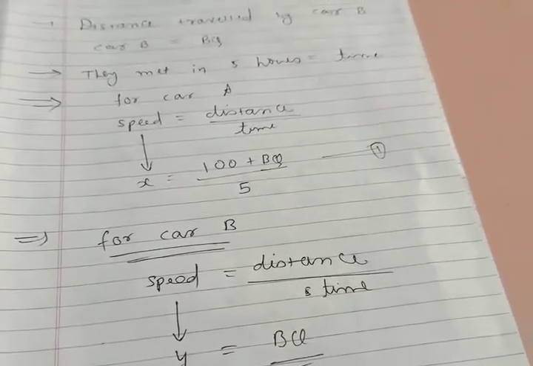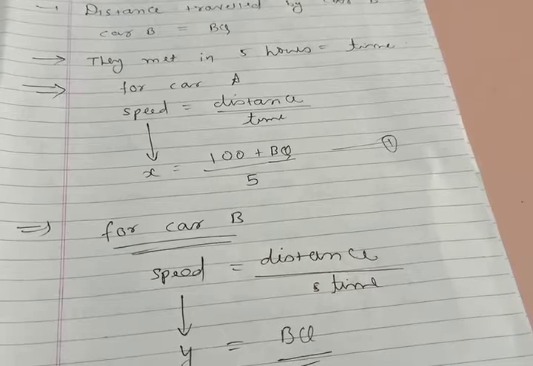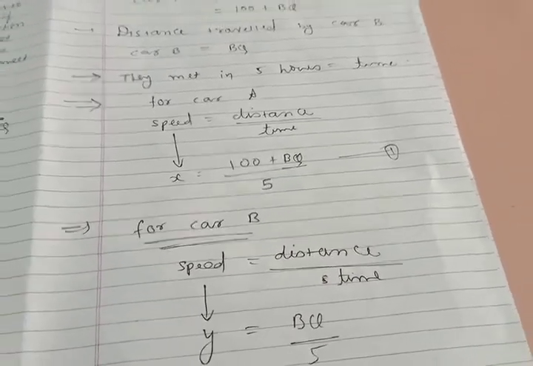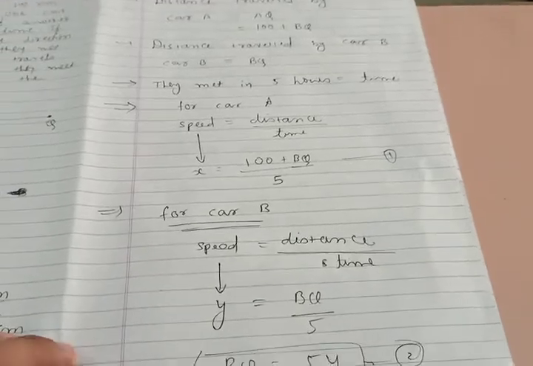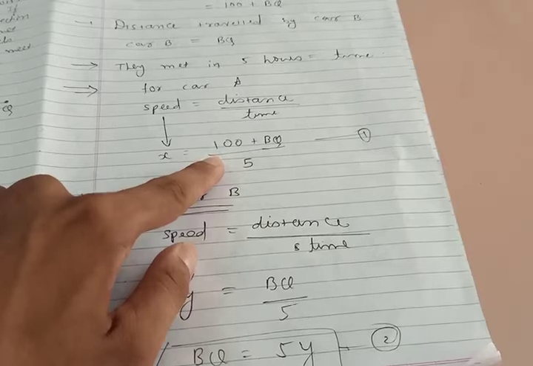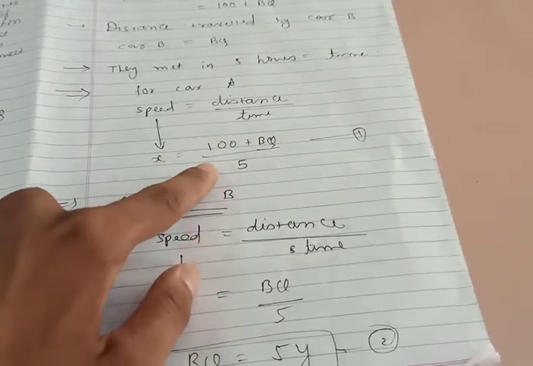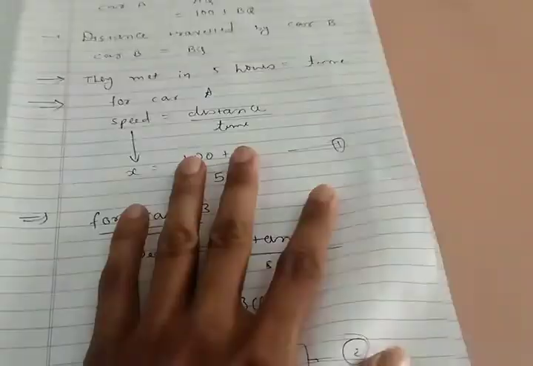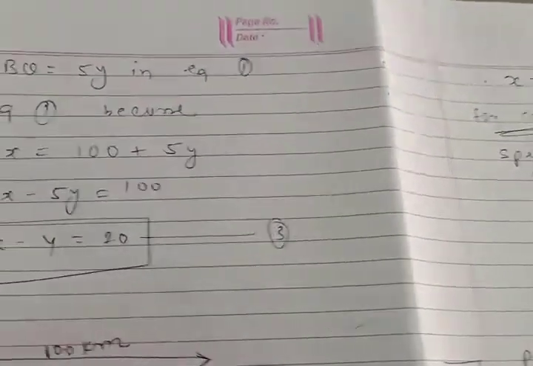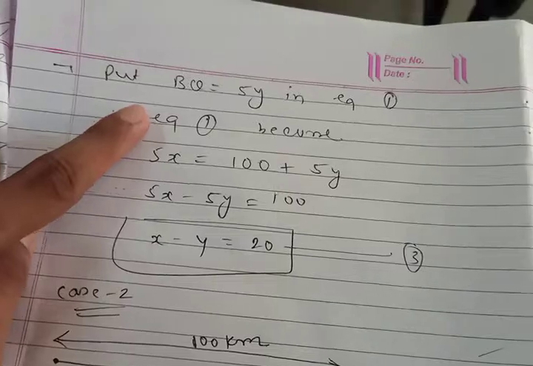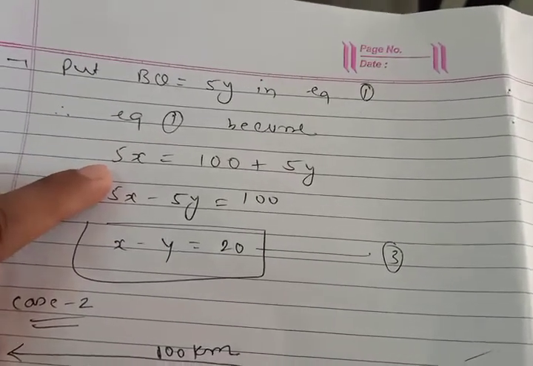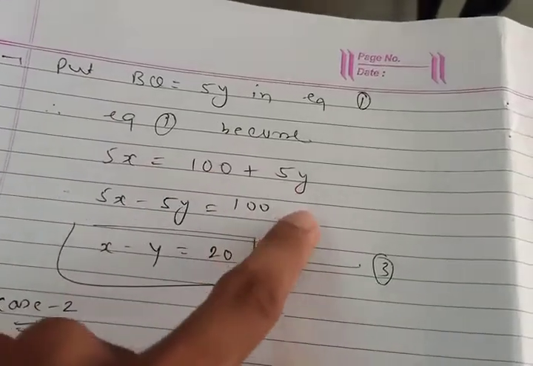Now you know that this is a linear equation, so you have to make the formula using two variables only. Understand? So put the value of BQ equals 5y in equation number 1. So we get x equals 100 plus 5y upon 5. Now see, put BQ equals 5y in equation number 1. Equation number 1 will become 5x equals 100 plus 5y.